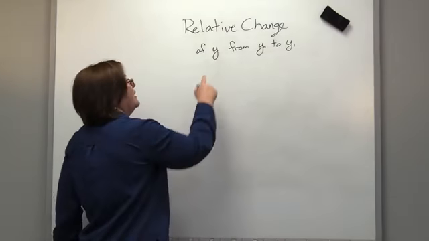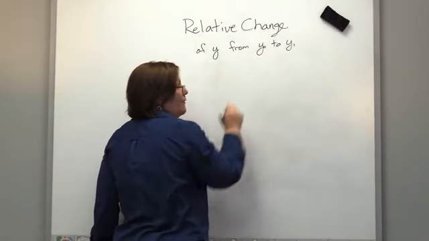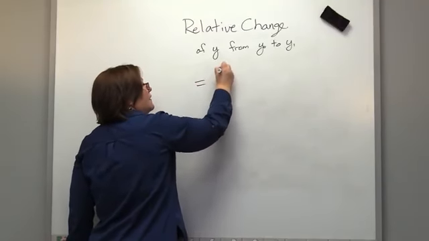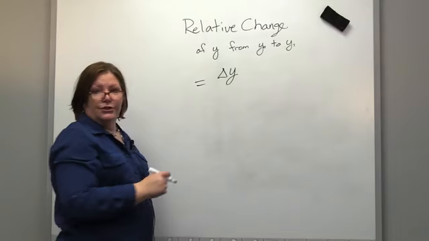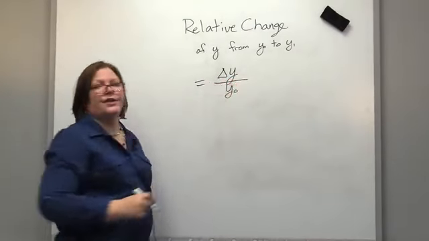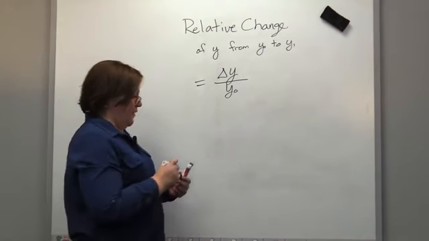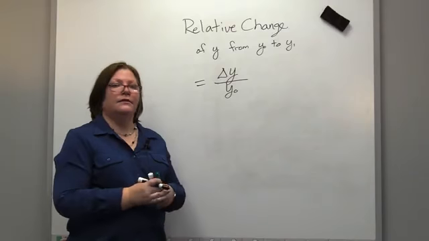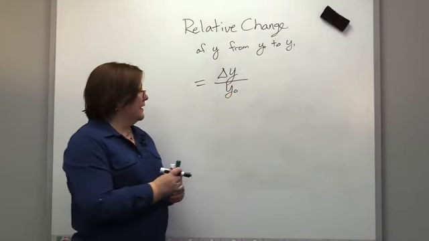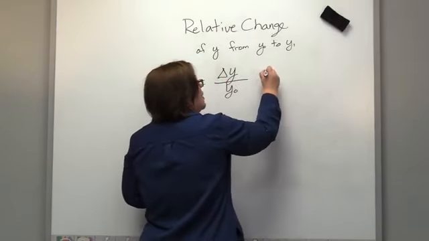So relative change from y0 to y1 equals how much did you change, the change in y, over your starting point. That's your baseline, so to speak. So for a change of $1, you would ask, what was the original price? What's good to know about relative change is that it has no units.